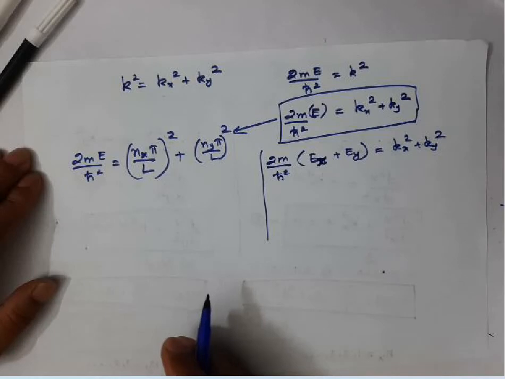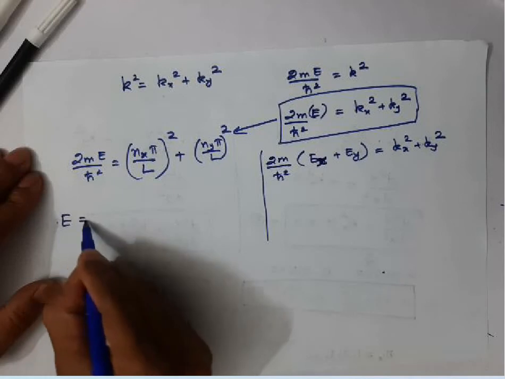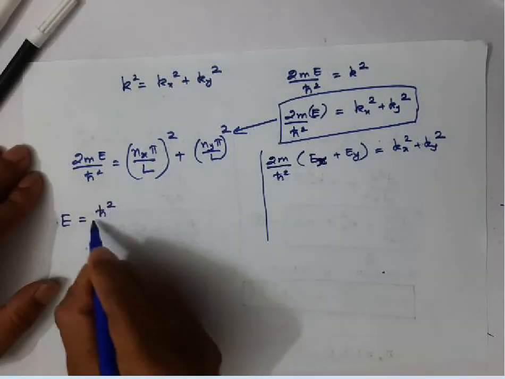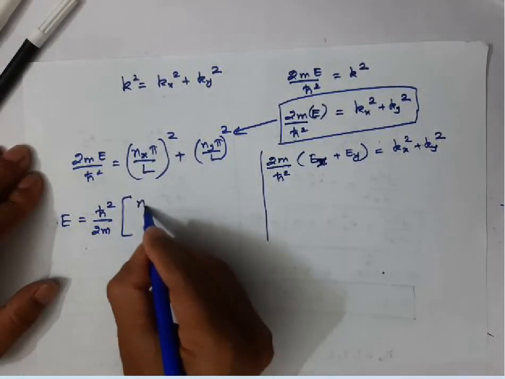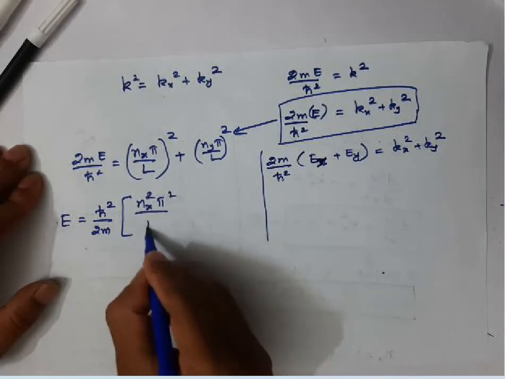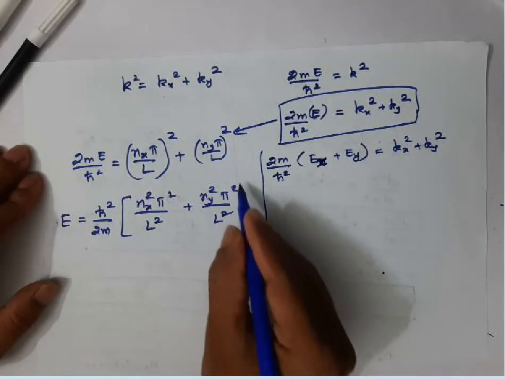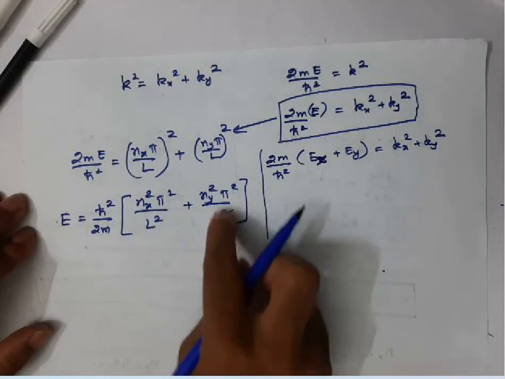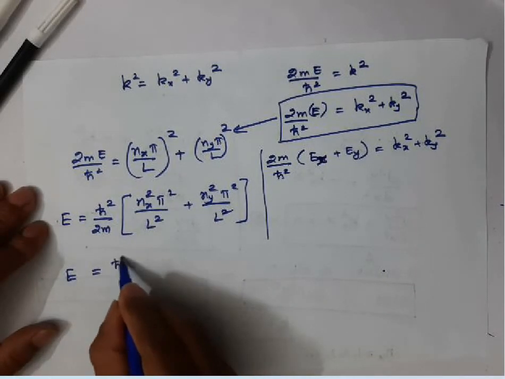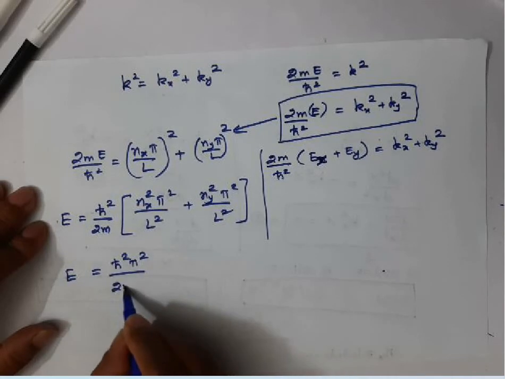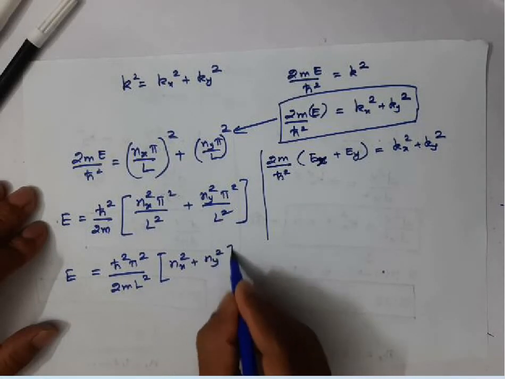Now I'll bring 2m by h bar square to the right hand side. So we can write energy E equals h bar square by 2m into nx square pi square by l square, and similarly ny square pi square by l square. Now pi square by l square is common, so you can take it out. Therefore, energy equals h bar square pi square by 2ml square into nx square plus ny square.